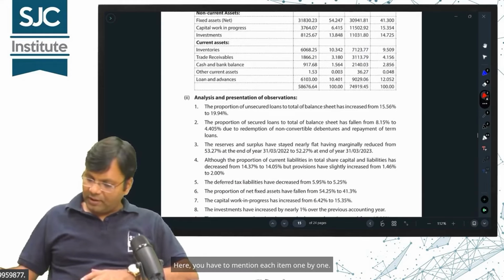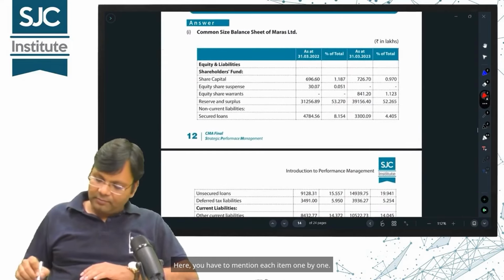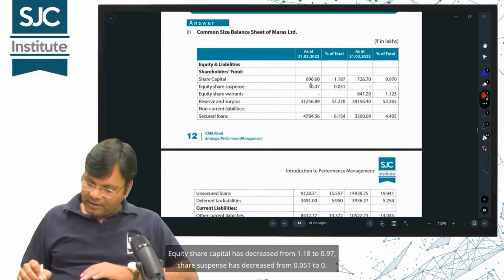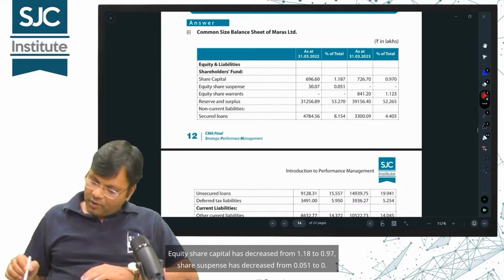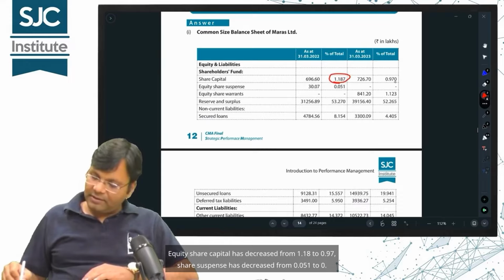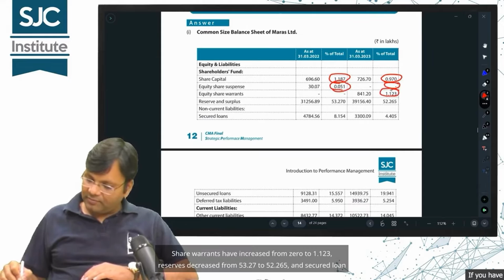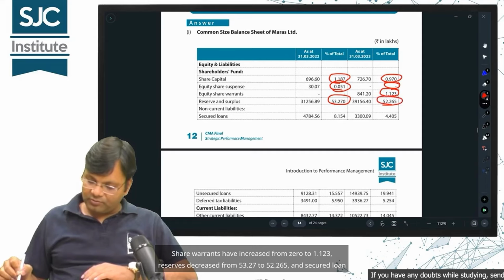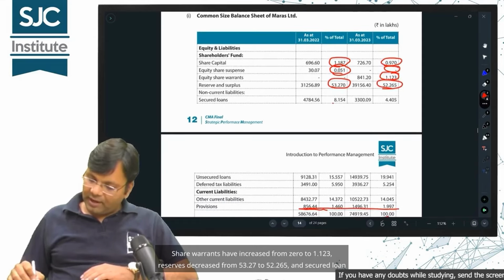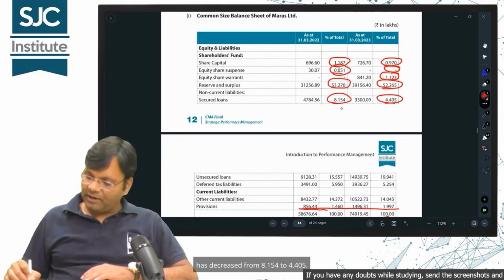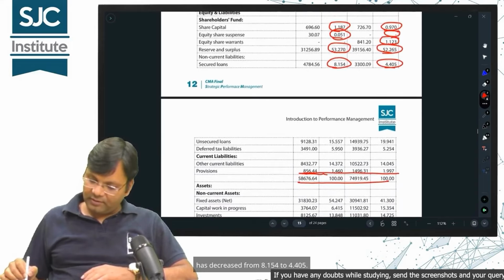Here, you have to mention each item one by one. Equity share capital has decreased from 1.18 to 0.97. Share suspense has decreased from 0.051 to 0. Share warrants have increased from 0 to 1.123. Reserves decreased from 53.27 to 52.265. And secured loan has decreased from 8.154 to 4.405.